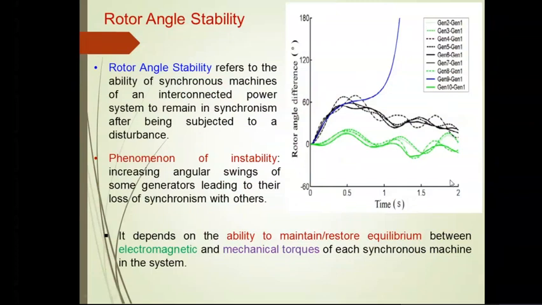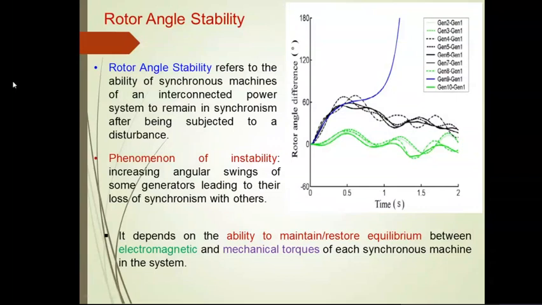What is shown in this figure is that on the x-axis we have the time duration in seconds, and on the y-axis we have the rotor angle difference. So what is rotor angle stability? It refers to the ability of synchronous machines in the interconnected system to remain in synchronism following a disturbance. That means if you are able to maintain synchronous operation of the generators in the network following the disturbance, then it is rotor angle stability.